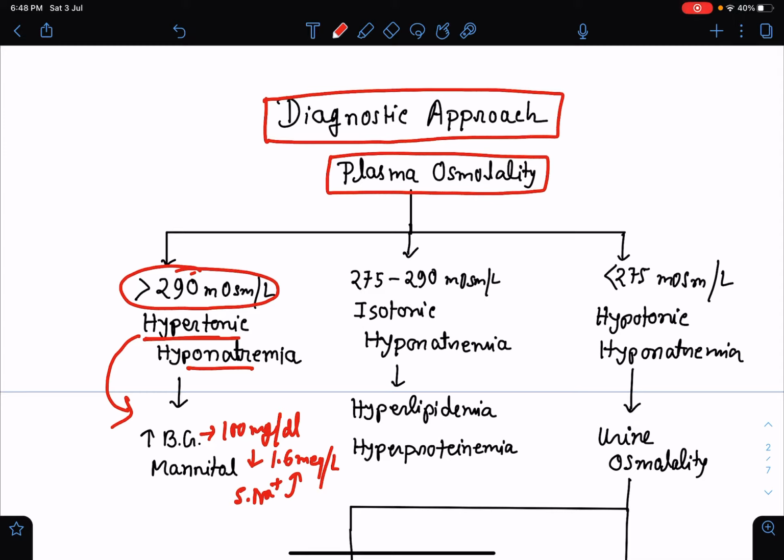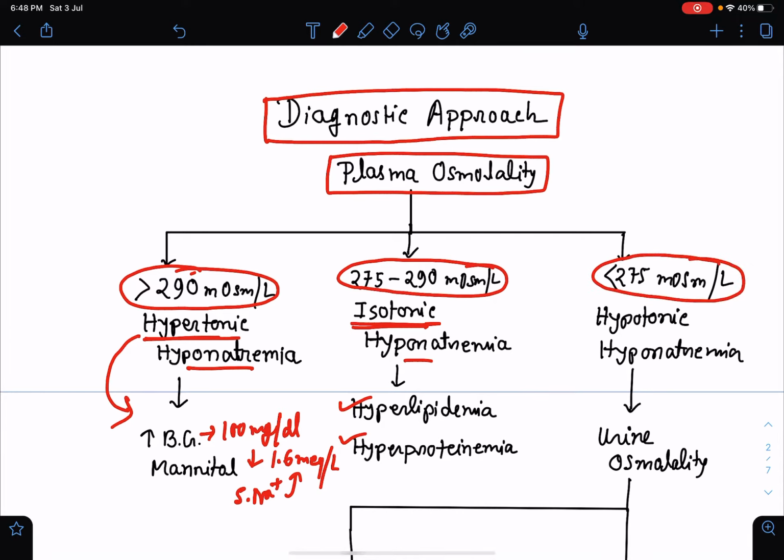If plasma osmolality is between 275 and 290, that is known as isotonic hyponatremia. As we have already discussed, it is also known as pseudo hyponatremia, and it can be because of hyperlipidemia and hyperproteinemia or paraproteinemias. Now, if the plasma osmolality is less than 275 milliosmol per liter, then it is known as hypotonic hyponatremia.